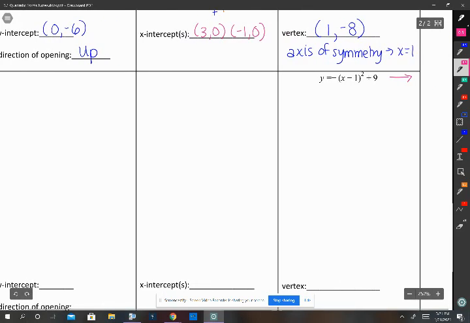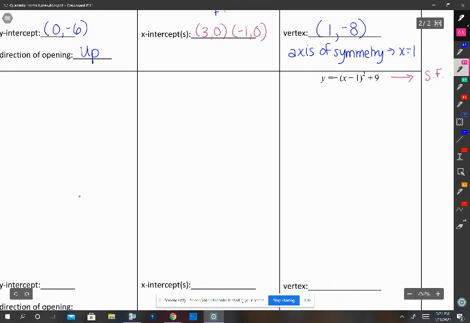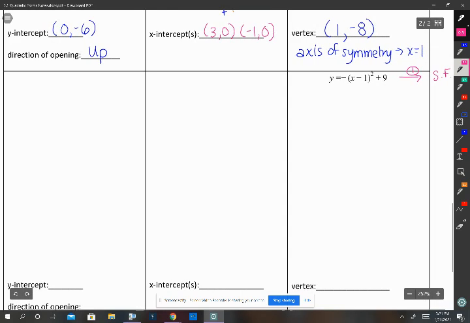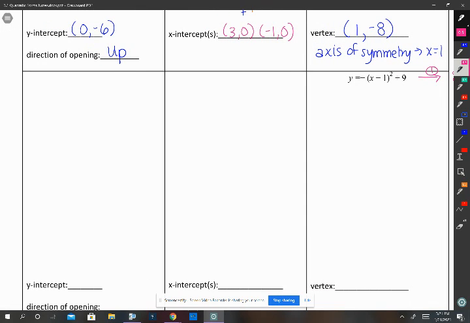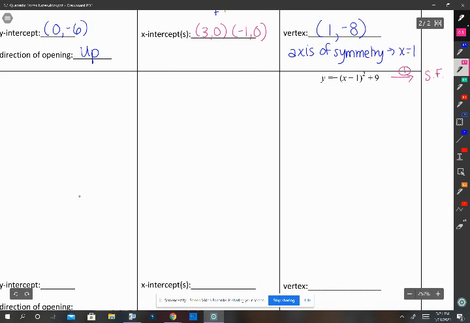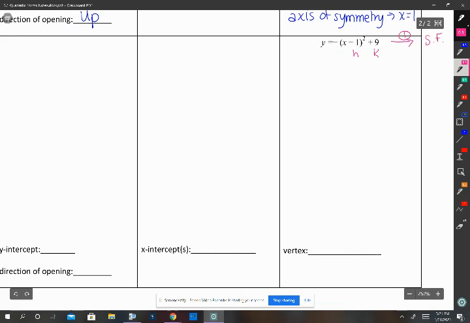So I want to go over and get my standard form taken care of. As I take that over, hopefully we can see that this is our H value and this is our K value. So from there, we know our vertex is (1, 9), and we know that our axis of symmetry is going to be x equals 1. And then we're going to graph that.